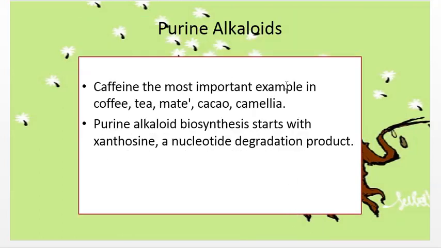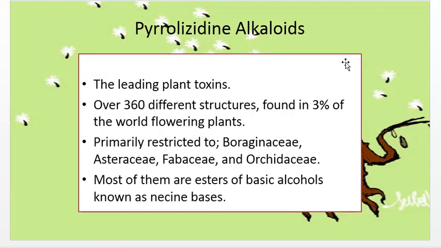Purine alkaloids, caffeine is the most important example, in coffee, tea, mate, cacao, and camellia. Purine alkaloid biosynthesis starts with xanthosine, a nucleotide degradation product. Pyrrolizidine alkaloids are the leading plant toxins. Over 360 different structures are found in 3% of the world's flowering plants, primarily restricted to Boraginaceae. This is our flower, this is a plant. Most of them are esters of basic alcohols known as necine bases.